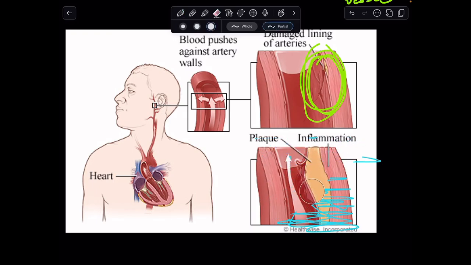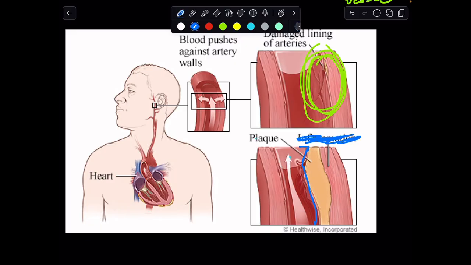As I said, the plaque just latches to the wall and builds up. Let's forget the inflammation for now. The plaque attaches to the wall, builds up and causes it to narrow. Remember, we're talking about the narrowing. So here it's narrowing, and then what?